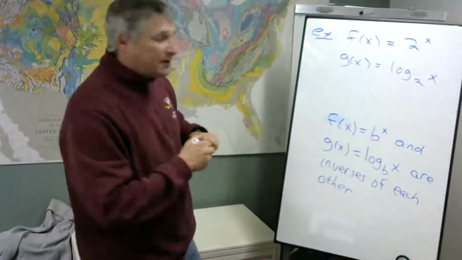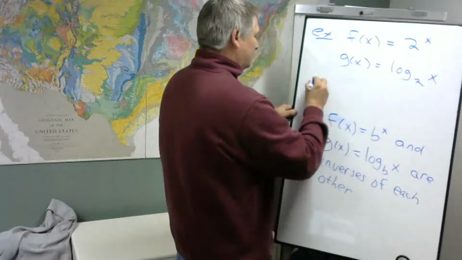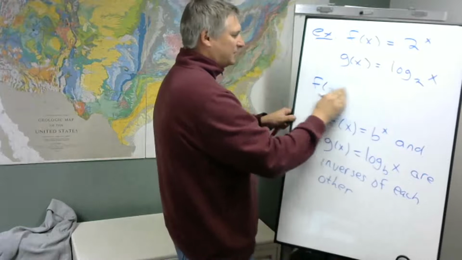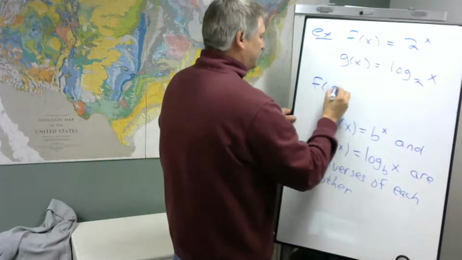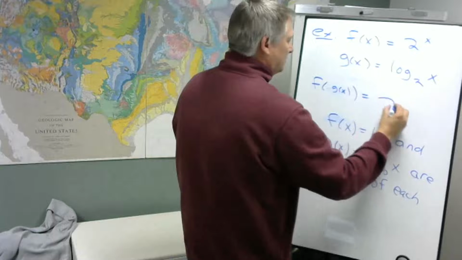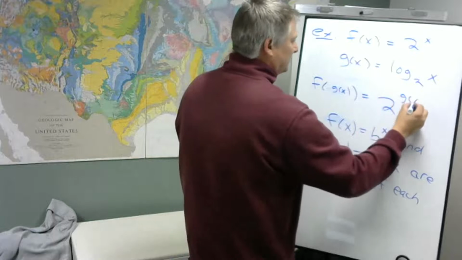So what this says is this. f of x, or let's take composition here. f of g of x. Will this be 2 to the g of x?